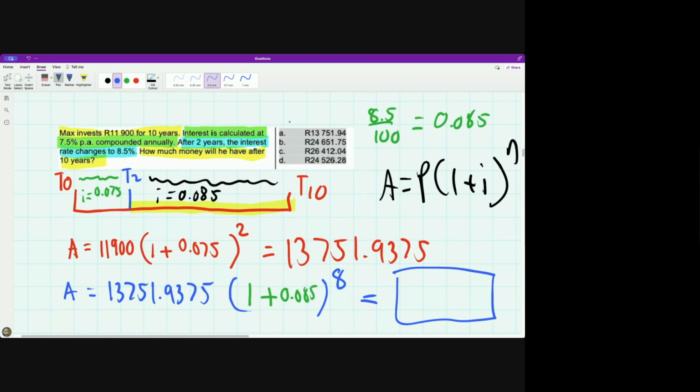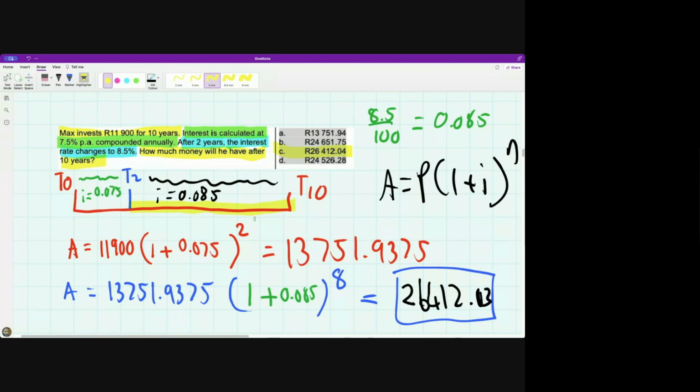I'll have to do some calculator work myself here. Times 1 plus 0.085 to the power of 8. What are you guys and girls getting? I'm getting 26412.03, which is answer number C. And I see Gandon and Callan agree with me.